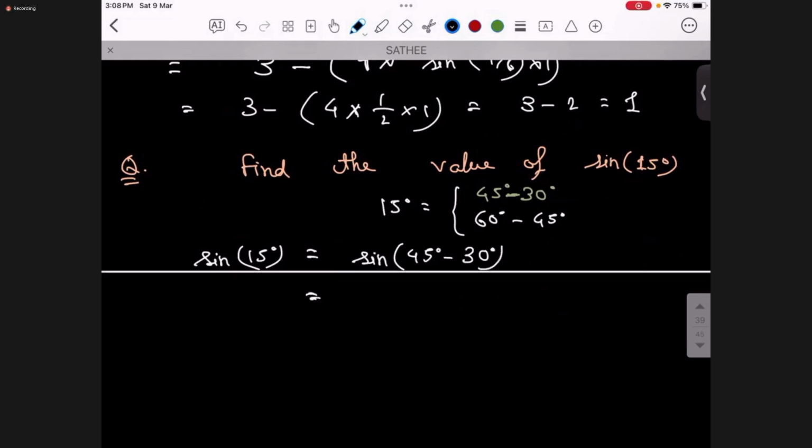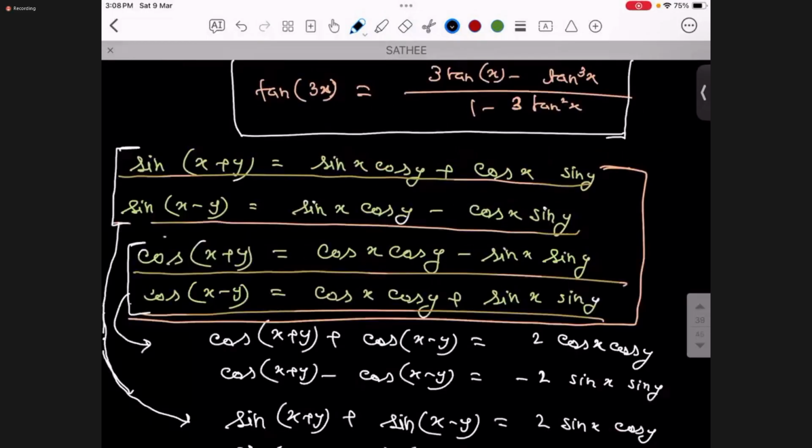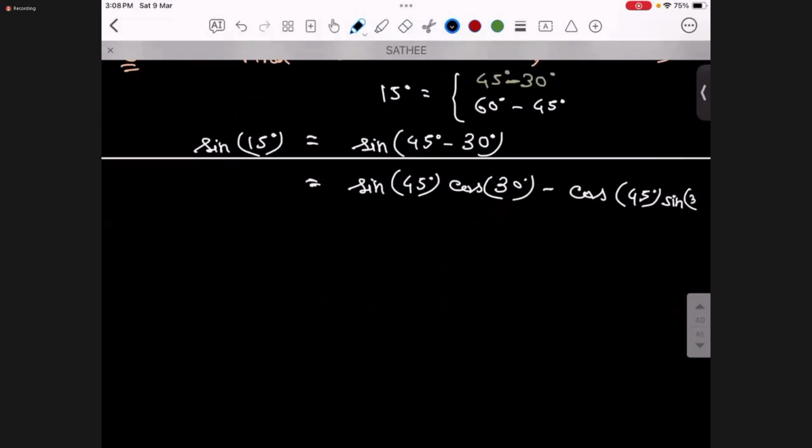Now use the formula. Sine 45 degree cos 30 degree minus cos 45 degree sine 30 degree. Now, what is the value of sine 45? It will be 1 by root 2. And what about cos 30? Root 3 by 2. Perfect.